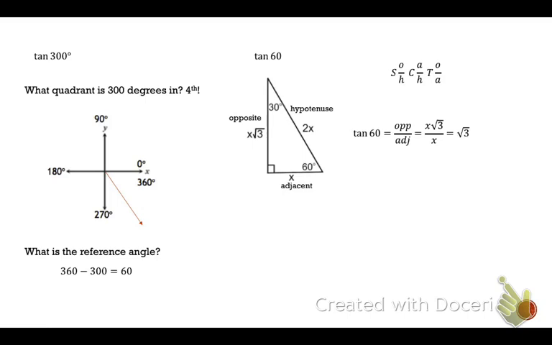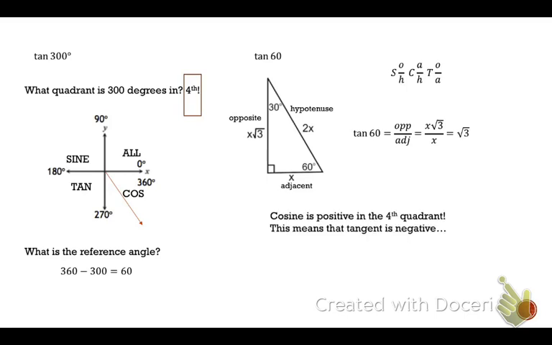And then I just need to figure out, is that going to be positive or negative? It's in the fourth quadrant. All Students Take Calculus. Cosine is positive in the fourth quadrant, which means that tangent is negative. So the tangent of 300 is negative square root of 3.